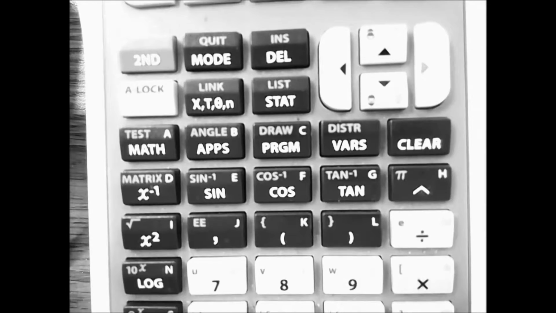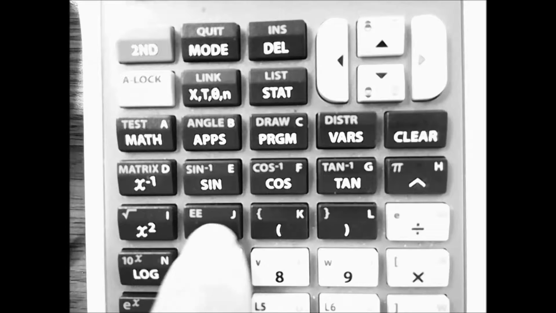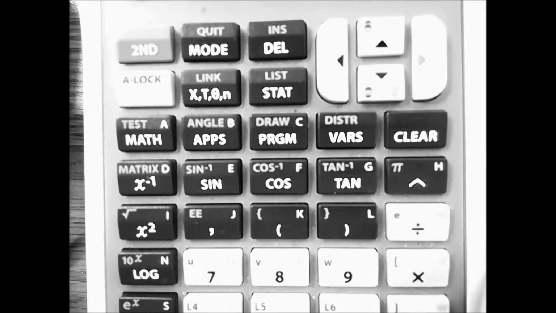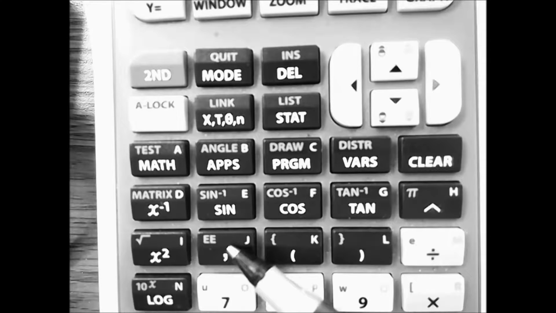parentheses, and here we go with the speed of light, 3.00 times 10 to the 8th power. Instead of doing that, I'm going to push second, and on the comma button you see the double E right above it. So when you push second, that's how you get the EE on the screen. You type that, and there's that single E. Yes, it says EE on the button. I always called that just exponential notation.